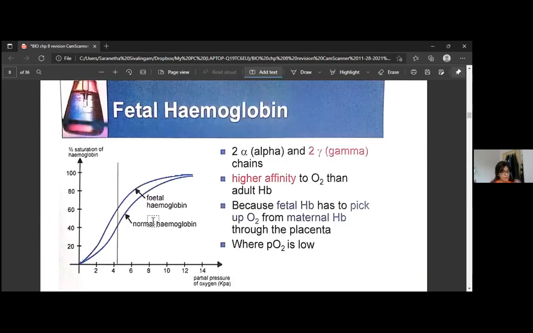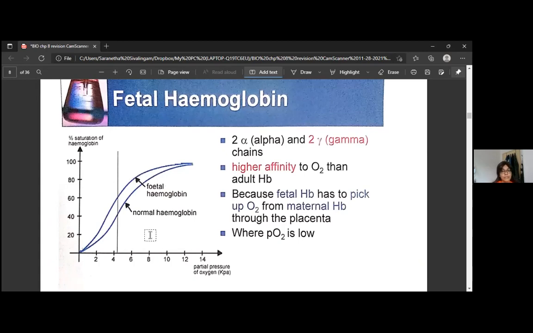So next, I'll be talking about fetal hemoglobin. So as you can see from this curve, the fetal hemoglobin is to the left. The fetal hemoglobin is made of 2 alpha chains and 2 gamma chains, unlike adult hemoglobin, which is made from 2 alpha chains and 2 beta chains. So the fetal hemoglobin has higher affinity for oxygen than adult hemoglobin because the fetal hemoglobin has to pick up oxygen from the maternal hemoglobin through the placenta, where the partial pressure of oxygen is low.